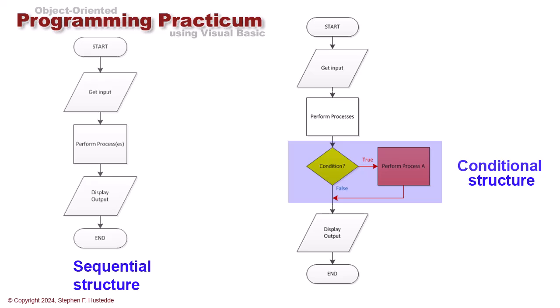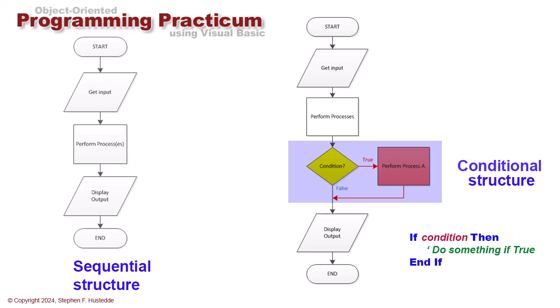As we begin to make more robust programs, the sequential structure just won't properly perform what we need our applications to do. We're going to introduce a structure here called a conditional structure. We're still doing the input, process, and output, but now we're going to do a step where we're asking a question or evaluating a condition, and if that condition is true, we're going to perform another process. If it's false, though, we won't perform that process.